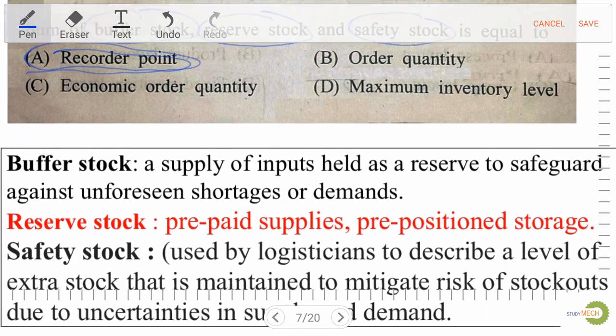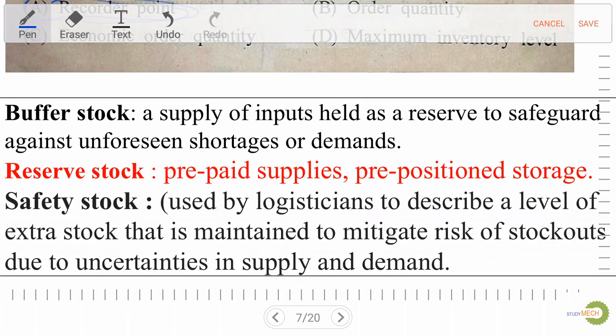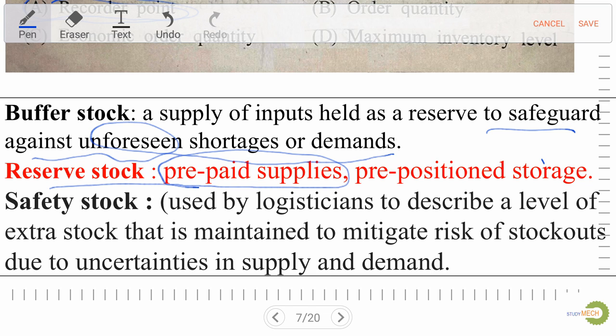Now let's check the difference between buffer stock, reserve stock and safety stock. Buffer stock is a supply of inputs held as reserve to safeguard against unforeseen shortage or demands. Reserve stock is prepaid supplies or pre-positioned storage. So there is a little difference between reserve stock and buffer stock.